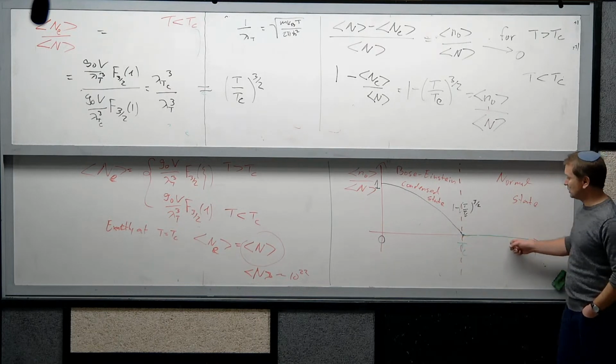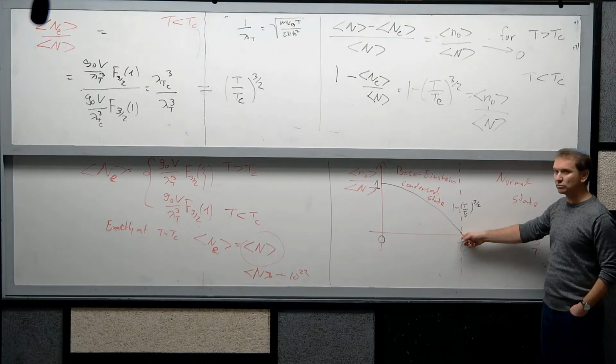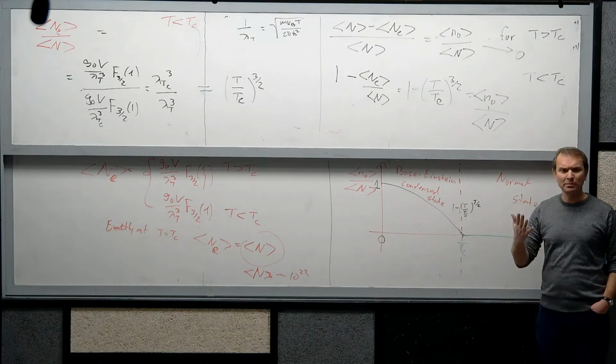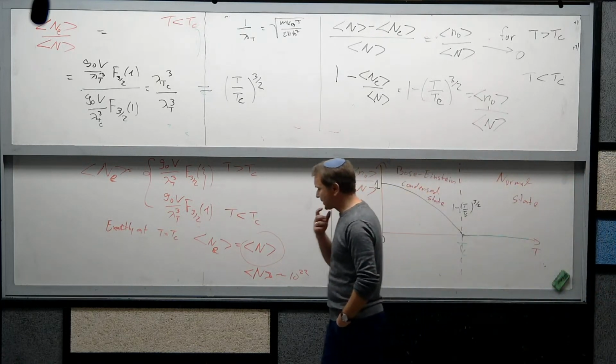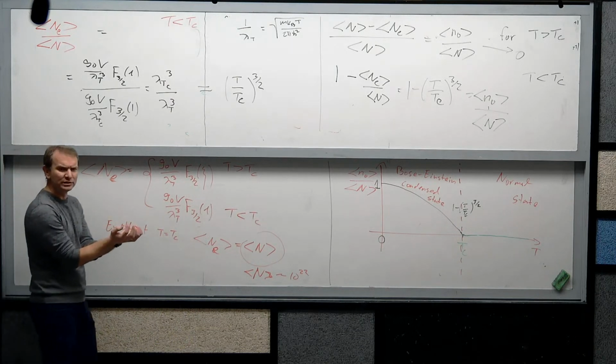The derivative here is 0. The derivative here is something else. So the derivative itself is somehow diverging exactly at this point. There is a jump in the derivative. We will discuss it in a minute. So basically, this is what happens for bosons.